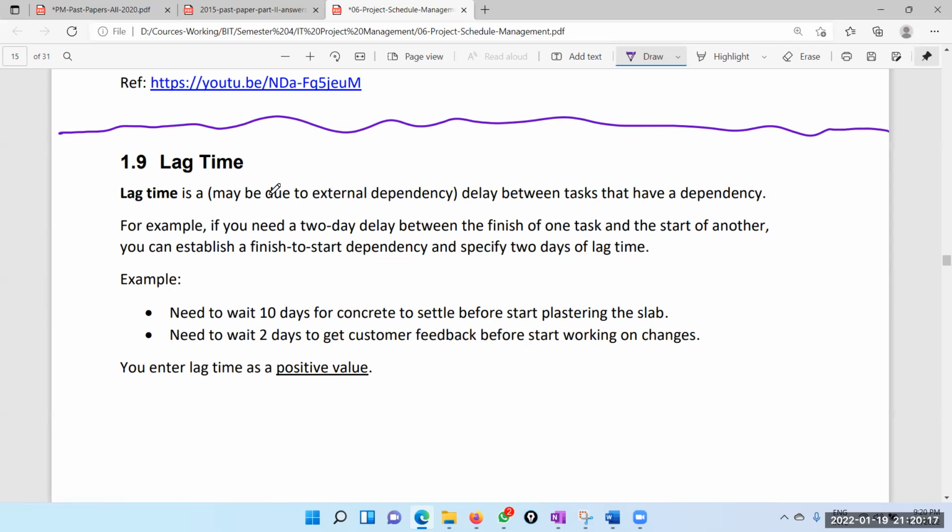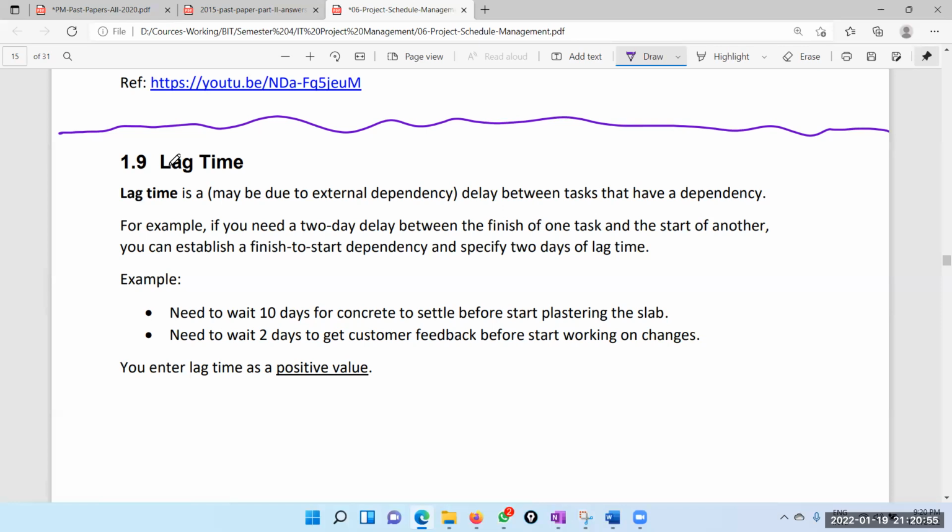Right. So lag time means sometimes when you do a task, you can't immediately start the next one. Sometimes there are delays, or you have to mandatorily wait for some time. Those are more related to the construction industry. For example, if you put up a slab, you have to wait 10 or 15 days until you can do the next task related to the slab. So that is called lag time.